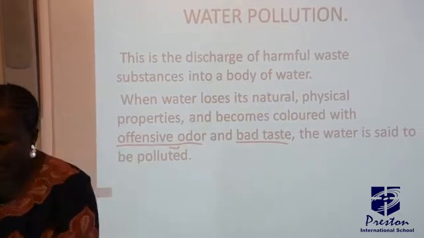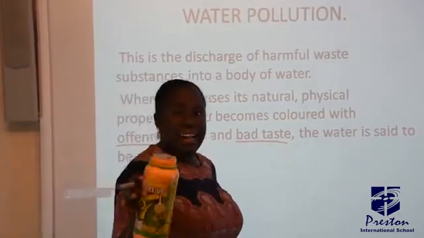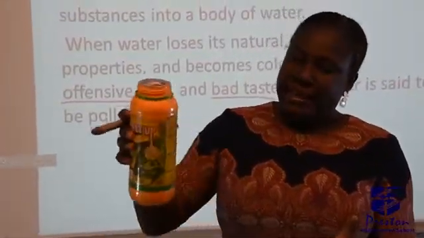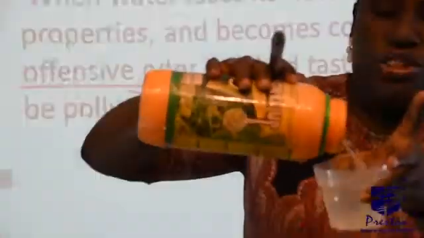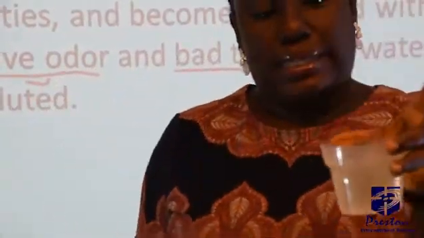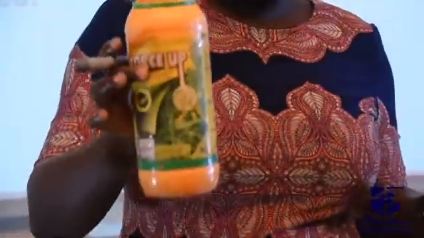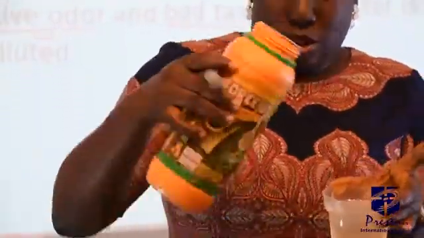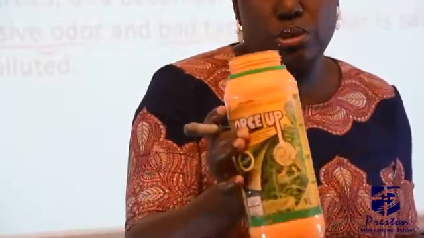I'm going to make an illustration of that. I have herbicide with me here. Let's assume this is my water body. By the time I introduce this herbicide into this water, it becomes polluted. There's going to be a change in the color, or it's going to give an offensive odor. Now, this is simply water pollution. And the substance that I've introduced into this water to cause the pollution is referred to as the pollutant.